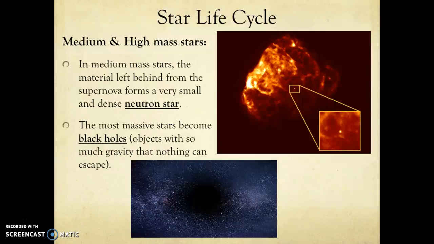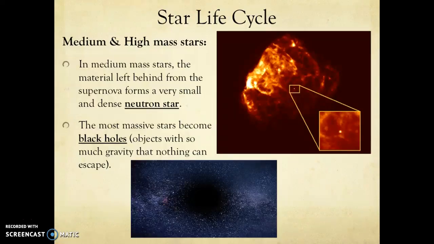Now, from there, a medium mass star, and that's the picture right off to the side, the material left behind from the supernova forms a very small, very dense star that we call a neutron star. And in that picture, you can see all that gas from the supernova, and that speck you see in the center, in that square, that is the neutron star. So that was once the core of the original star. So now it's very small, it's very dense.